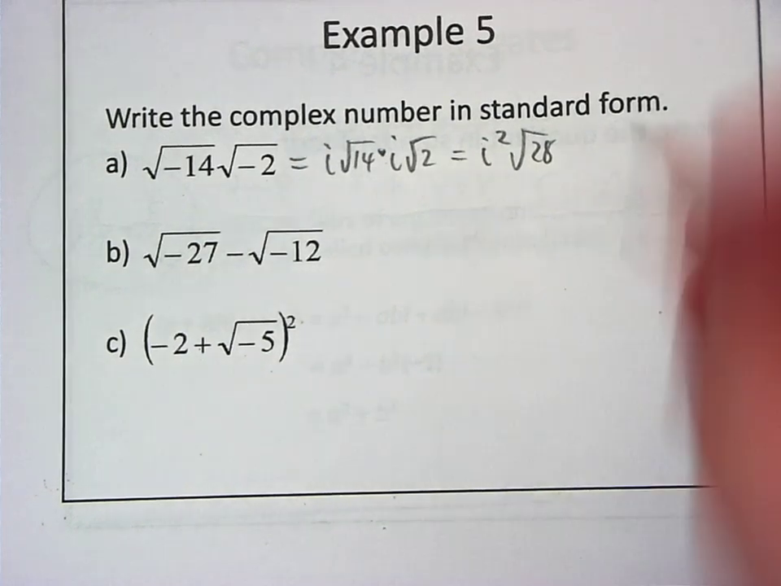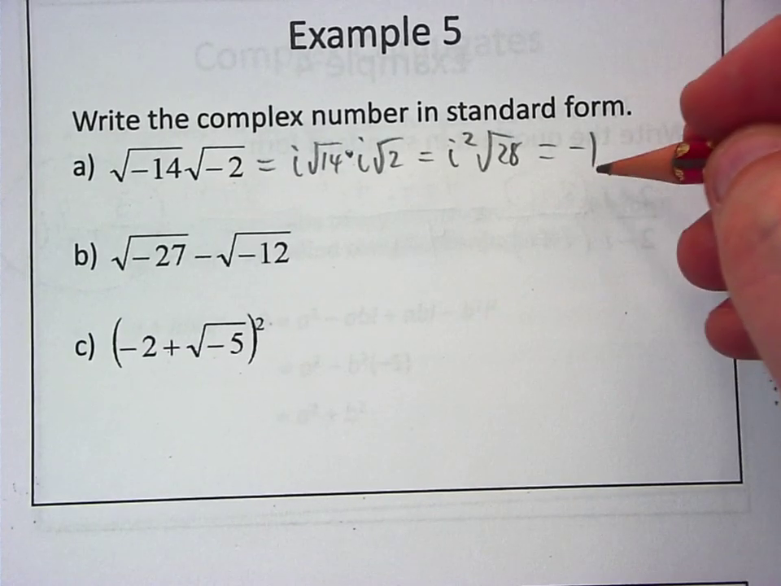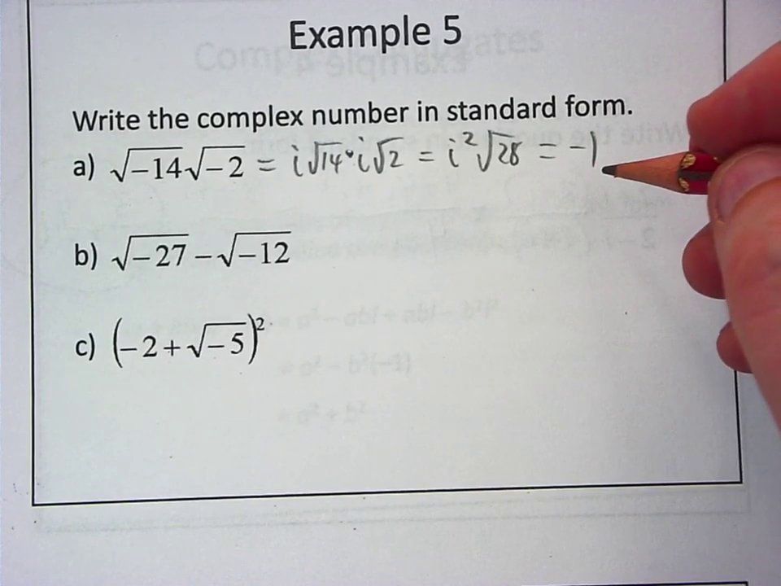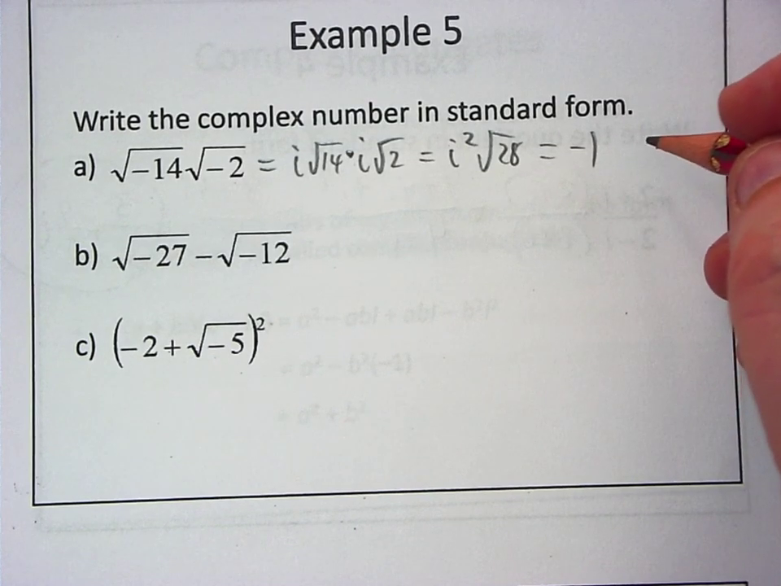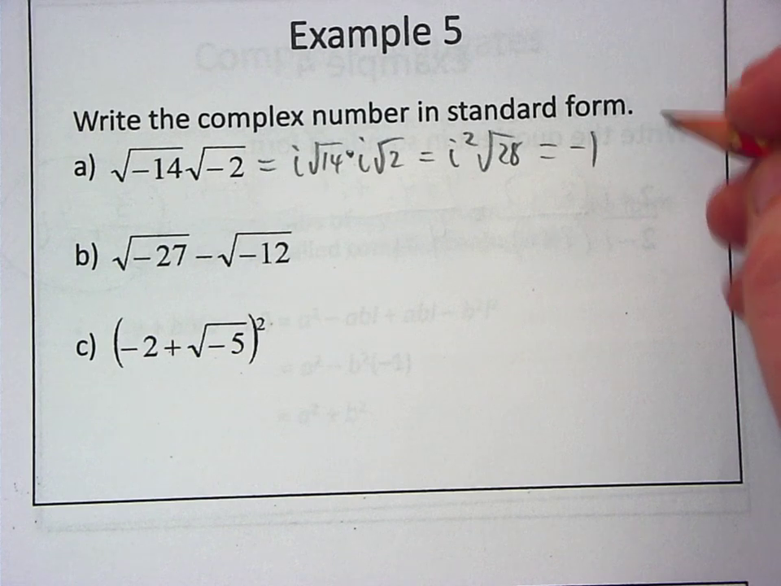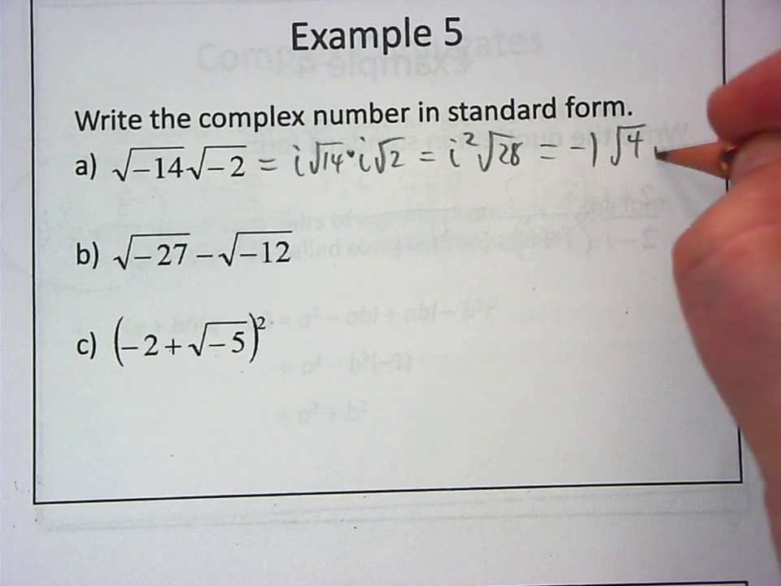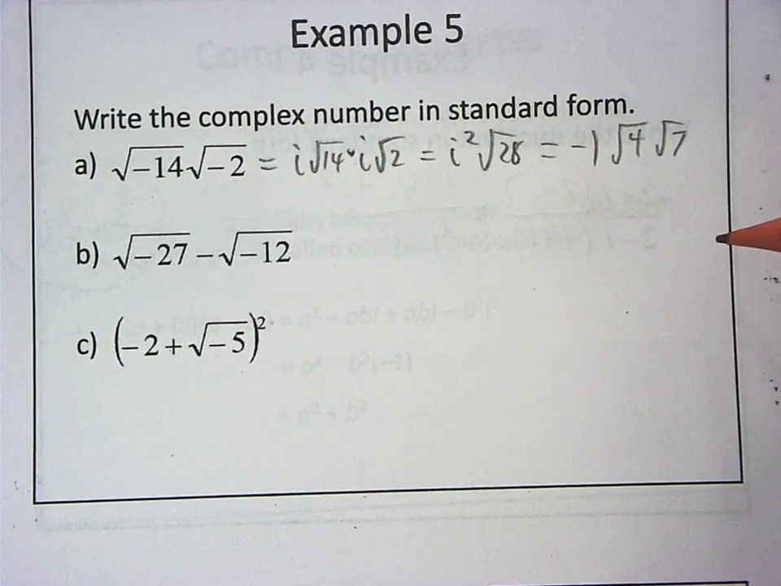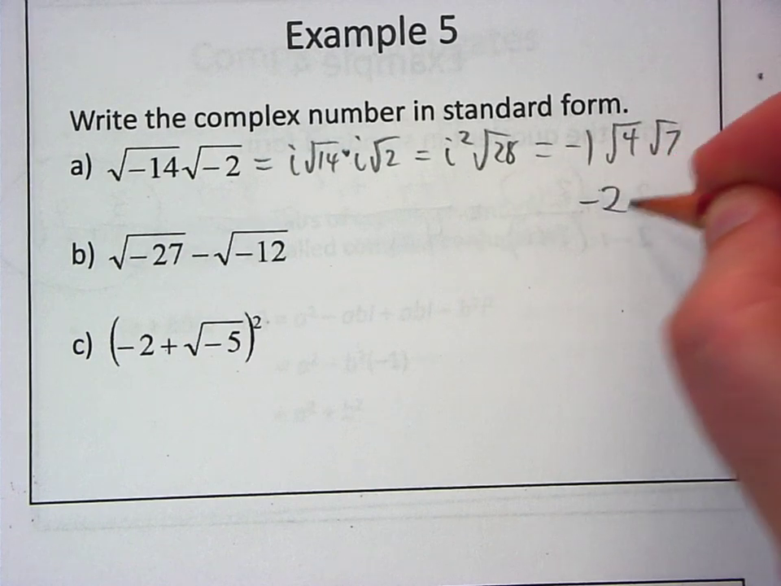So, what's i squared though? Negative 1. What's the square root of 28? Because I can simplify that. What perfect square can I divide 28 by? Yeah, it's going to turn into 2 square root of 7, because I can separate this out into 4 times 7. And the square root of 4 does give you that 2, so I end up with negative 2 root 7.